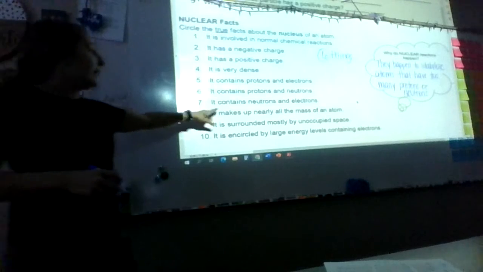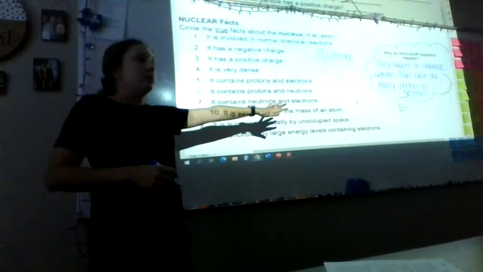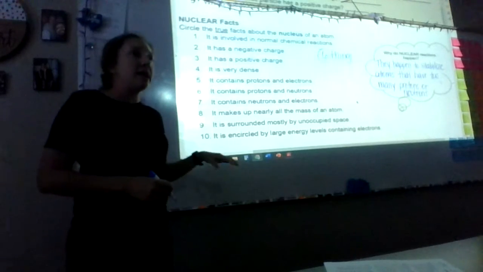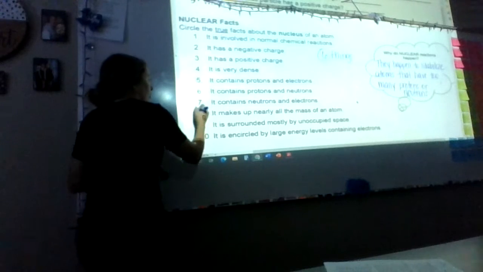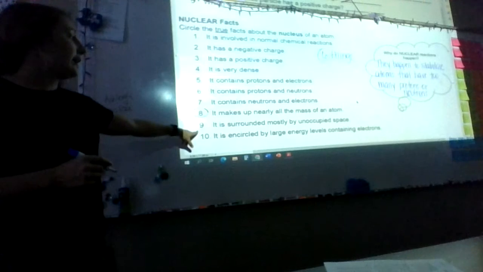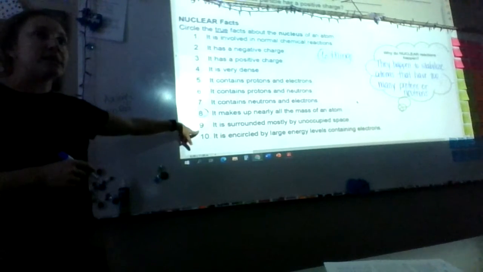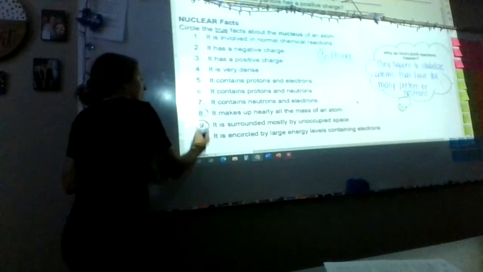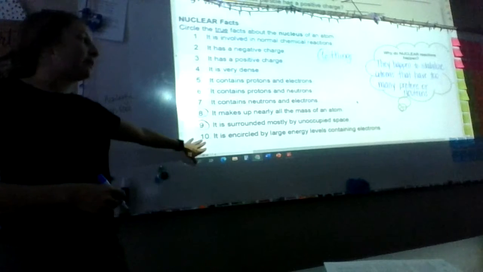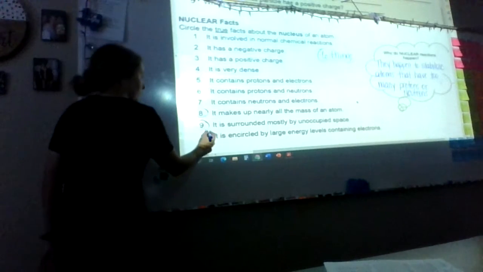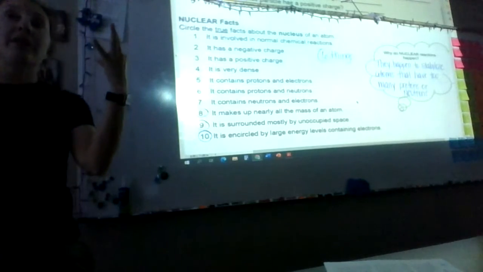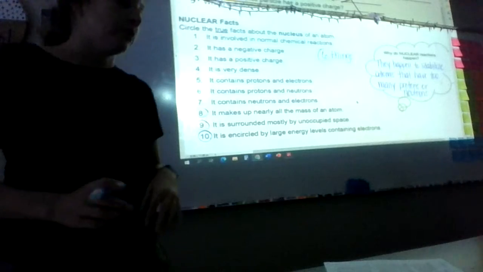Number 7, it contains neutrons and electrons. Not true. No, so we're not going to circle that one. Number 8, it makes up nearly all the mass of an atom. Yes. Okay, so I'm just going to circle number 8 here because that's true about the nucleus. Number 9, it is surrounded mostly by unoccupied space. True, because those electrons don't take up much room. And 10, it is encircled by large energy levels containing electrons. True. Okay, so 1 through 7, I need you to circle 3 more things whenever it comes time for you to do this by yourself.